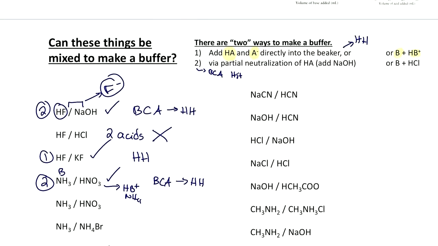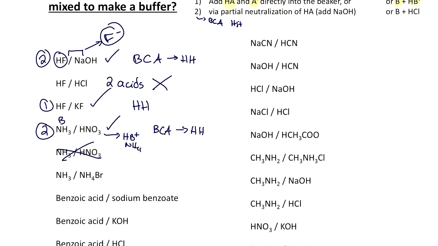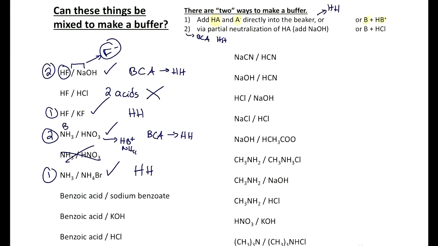All right, next one. Oh, that one's the same, sorry. Okay, next one, ammonia and ammonium bromide. Is that a buffer? Yes, it is. What kind of buffer? The first one. So you just Henderson-Hasselbalch, plug and chug, and you're done. All right. Okay, now with words.